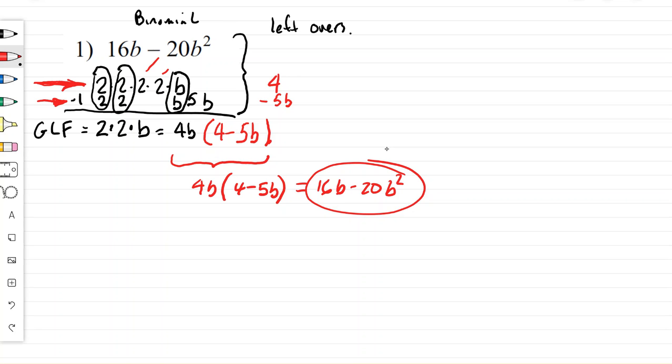Now, what are you going to indicate as your answer? It is this part right here. The two things, the two factors you multiplied together to get what you started with.